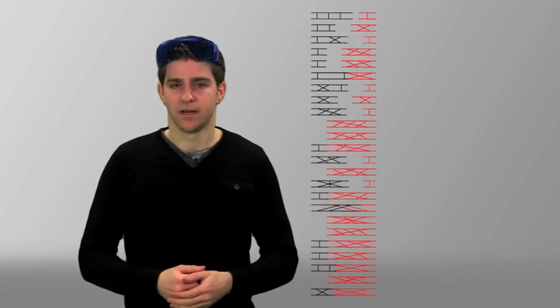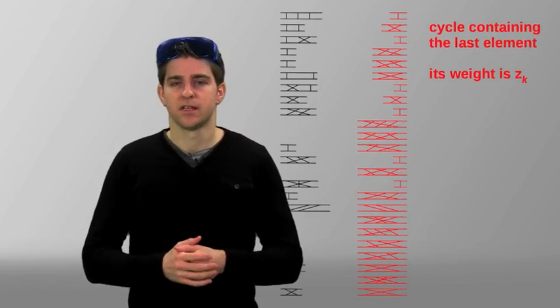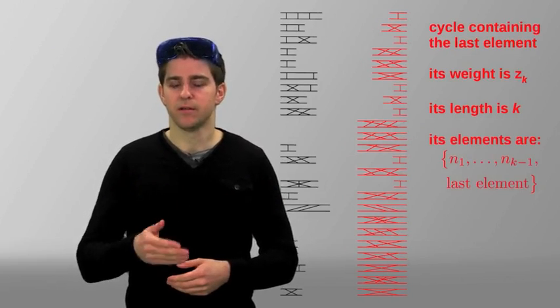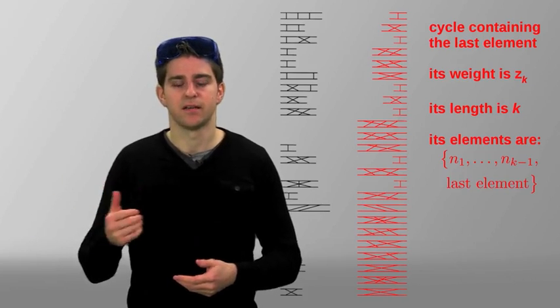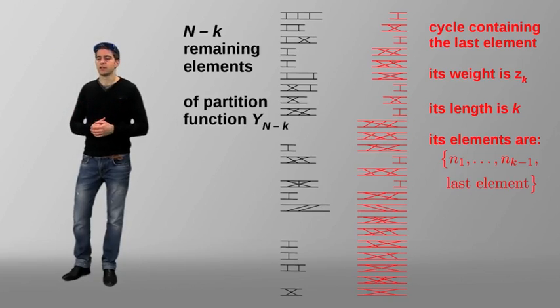Let us now pull apart the last element together with its cycle, the last element cycle. This last element cycle involves k elements, n_1 to n_{k-1}, and the last element. And of course, n minus k elements do not belong to this last element cycle. Their partition function is Y_{n-k}, and we know nothing about them.